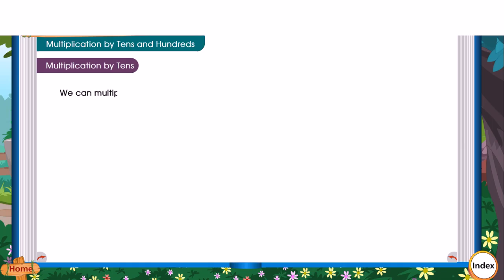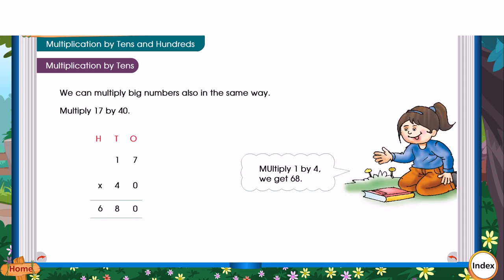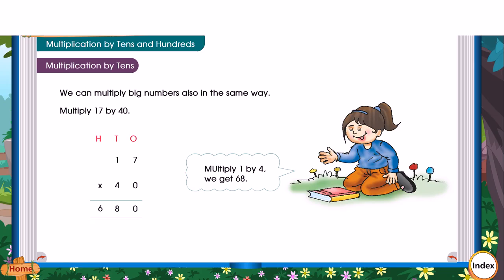We can multiply big numbers also in the same way. Multiply 17 by 40. 17 into 40 is equal to 680. Multiply 17 by 4, we get 68.